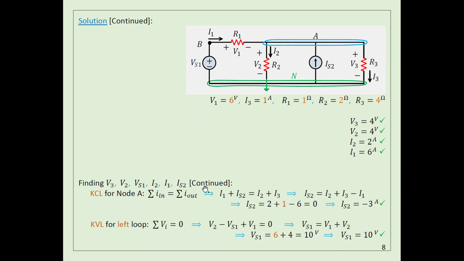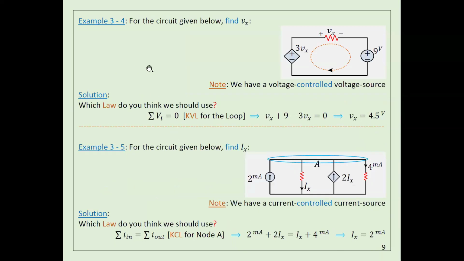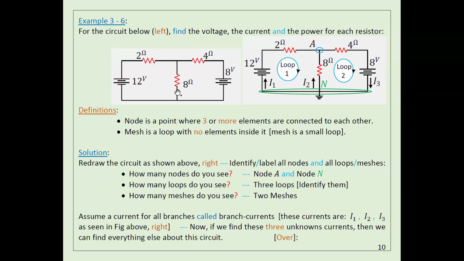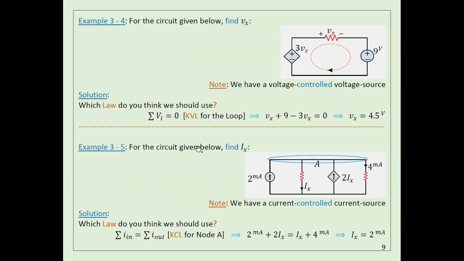We're going to have one more. Okay, let's have 1 or 2 more examples here. Those are very easy examples. For example, if you look at this example here, you have 2 sources. This source is independent, it's 9 volt. This one is dependent, and it is 3Vx. And Vx is the voltage across this one.